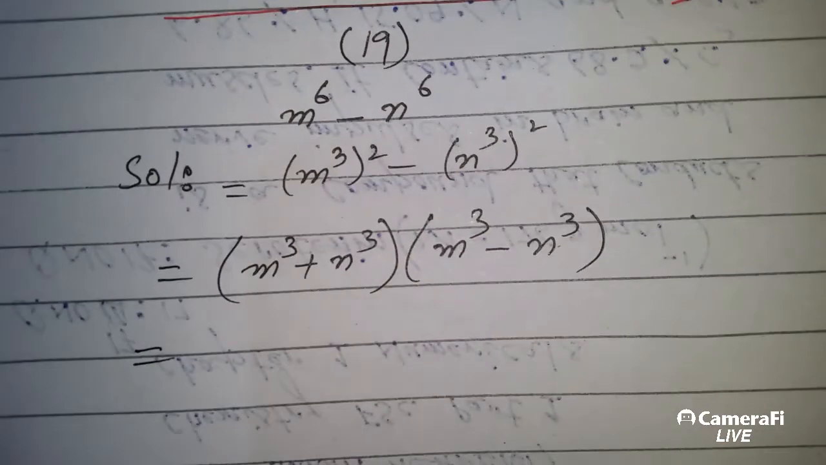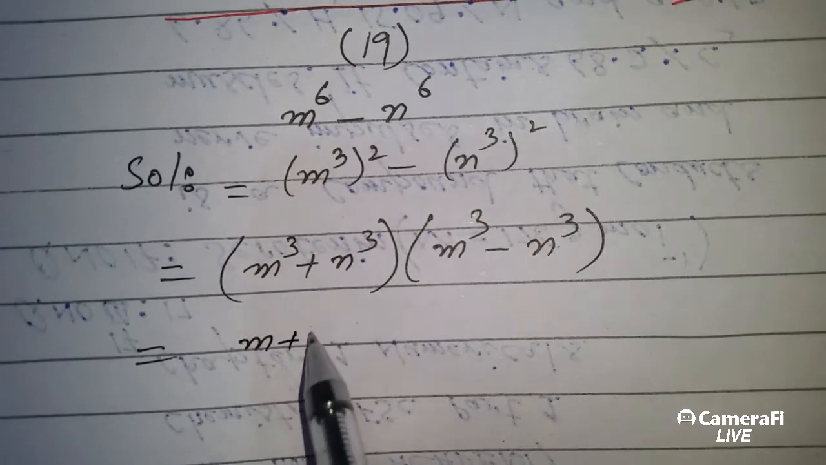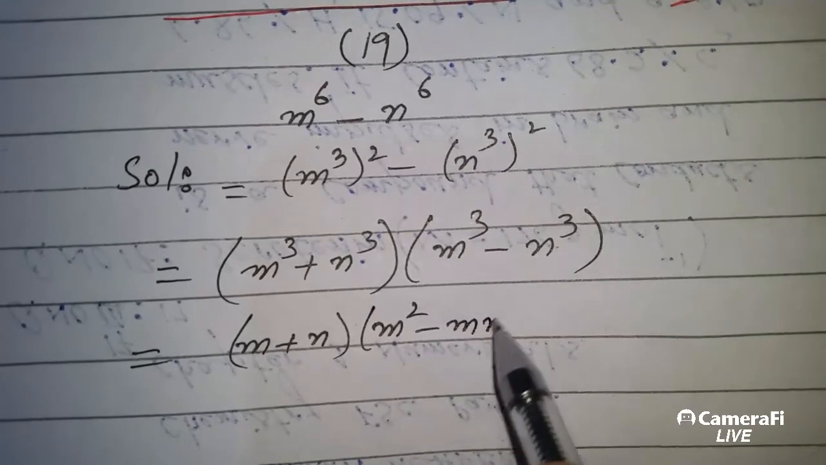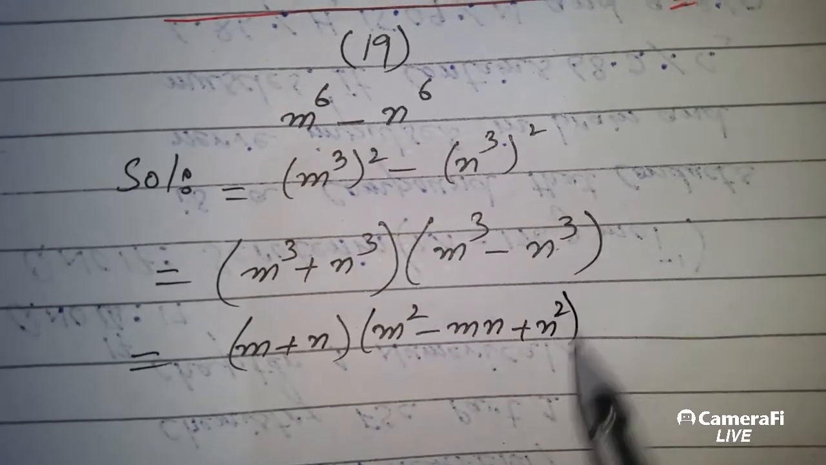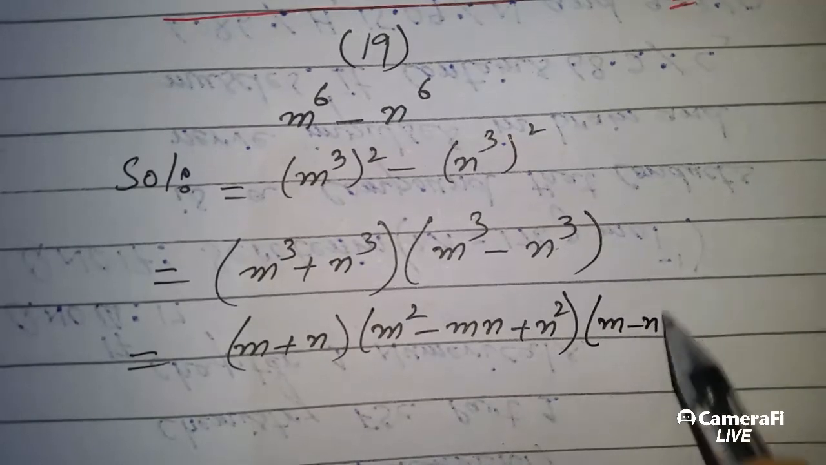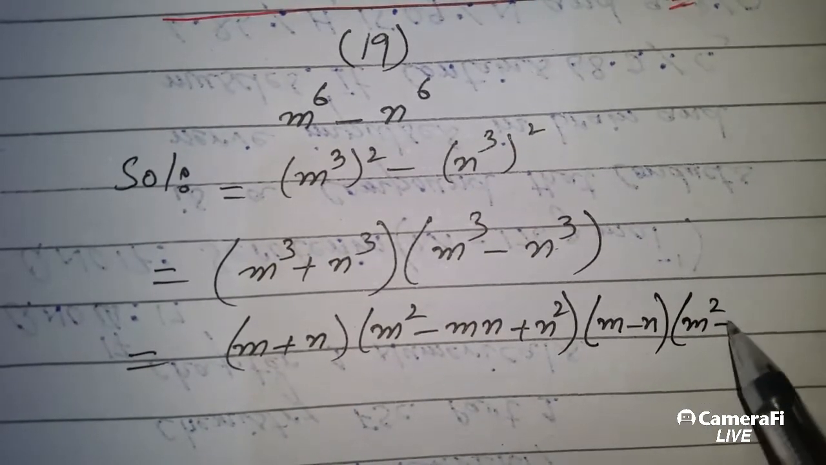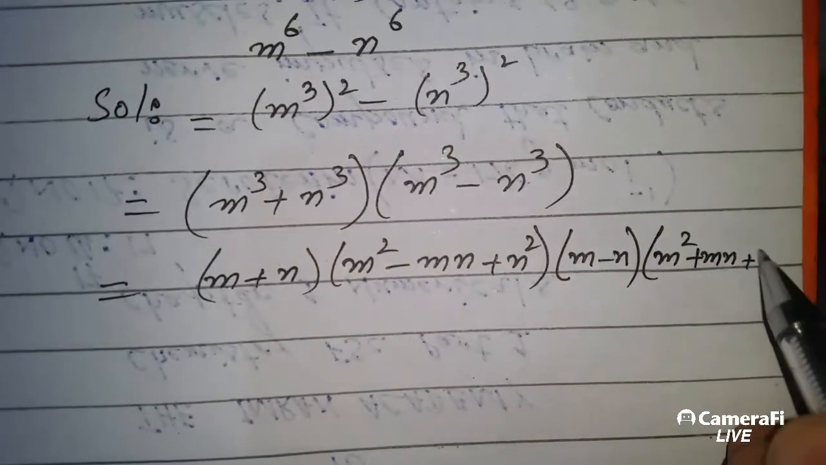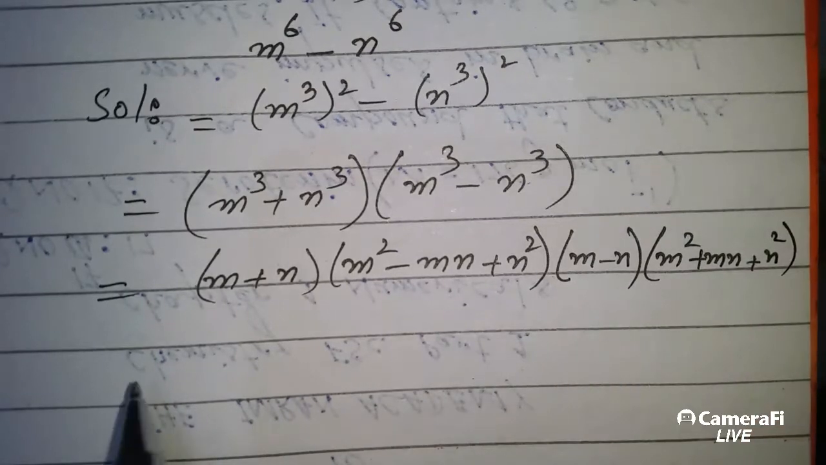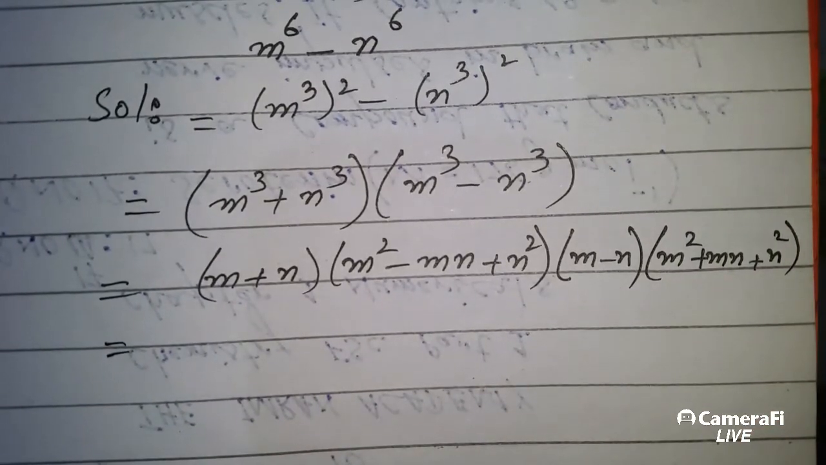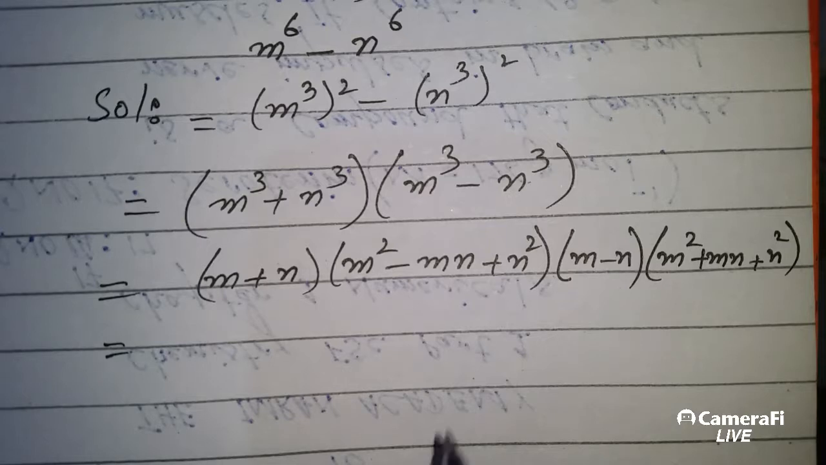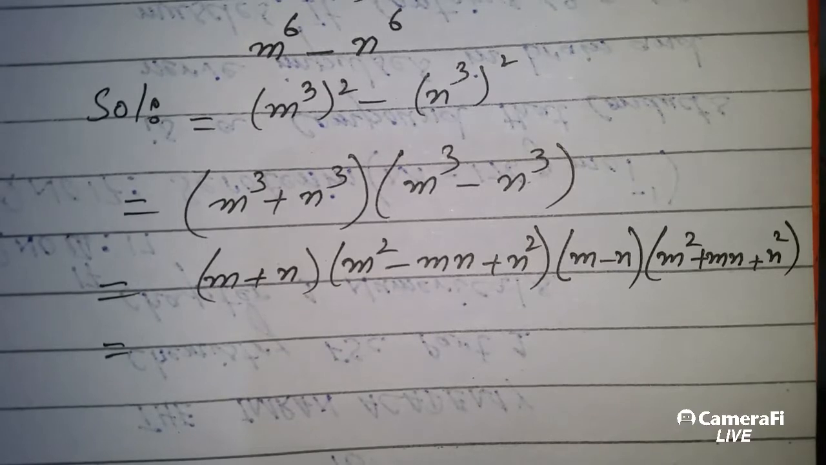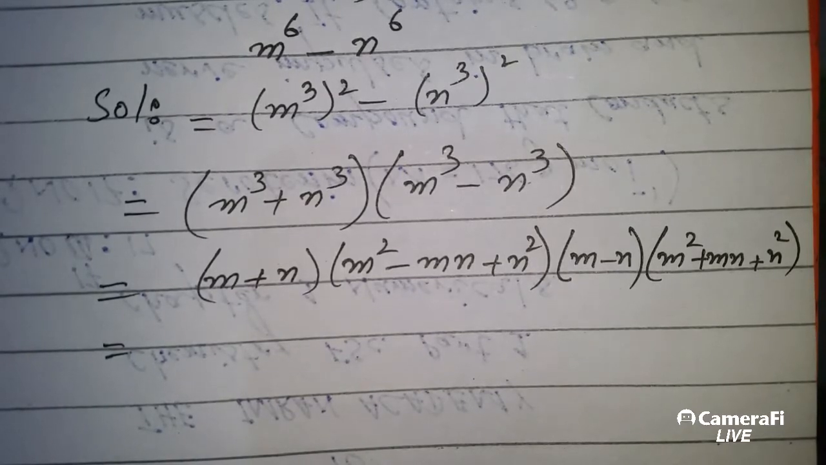And now we can apply the cubic formula. M plus n, m square minus mn plus n square. M minus n, m square plus mn plus n square. So this is the answer to the problem. You can leave it as it is, or you can just arrange the terms if you want. The question is completed.